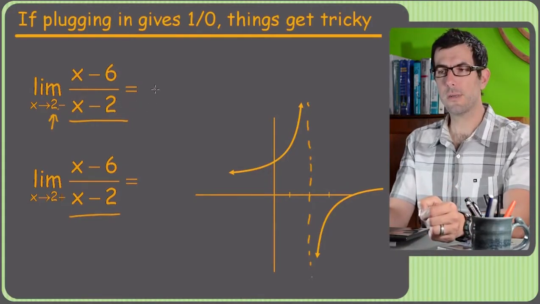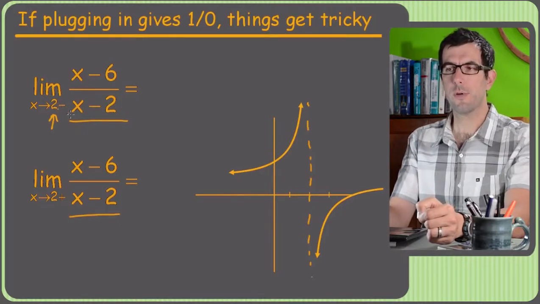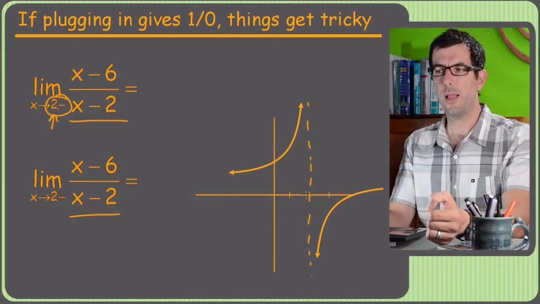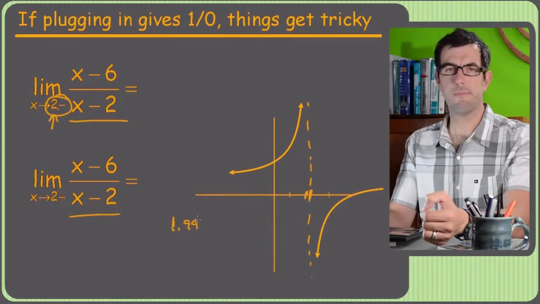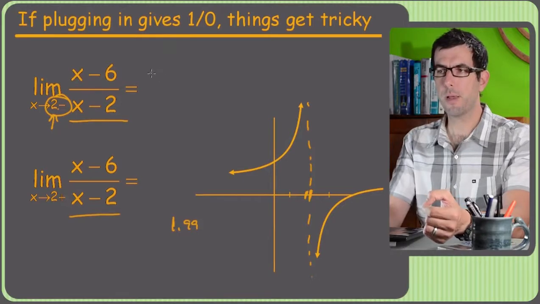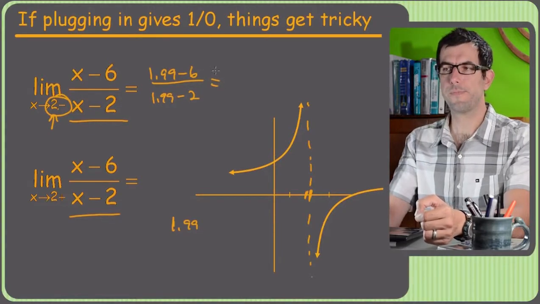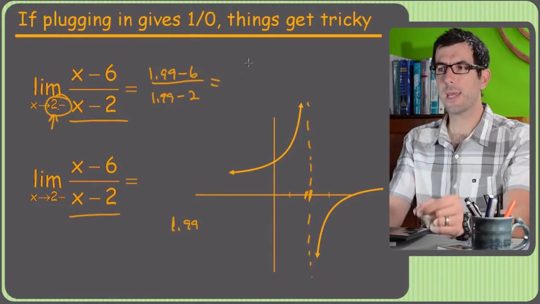And my recommendation would be to plug in something really close to 2 that's on the left side of 2. So you see right here we're approaching 2 from the left. What's just to the left of 2? If here's 2, what would this point be? Maybe 1.99, just to pick a random number. Now if you have a calculator, you could actually plug it in. You could plug in 1.99 minus 6 over 1.99 minus 2, and you'd get a number. I don't know what that number is, because I'm going to show you how to do it without a calculator.